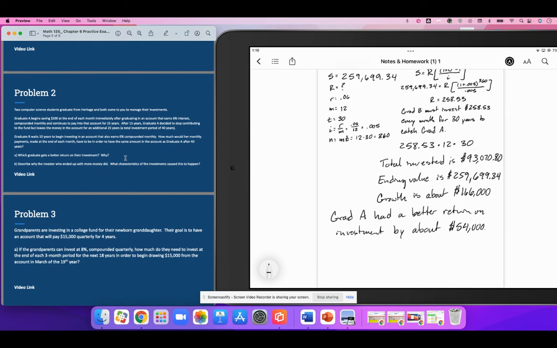So put simply, graduate A and graduate B ended up with the same amount of money. Graduate A started earlier, and so didn't have to invest as much to get to the same amount. And so again, graduate A and B ended with the same amount, but it cost graduate B $54,000 more to get there. Lesson is invest as early as you can. The end.